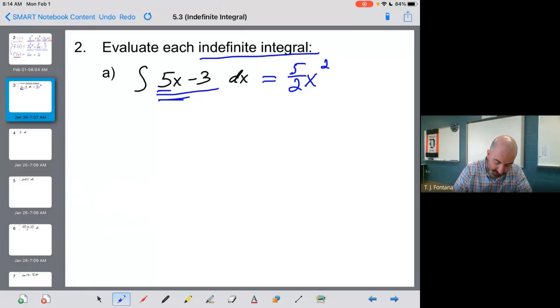And then really, it's the same thing here, guys, the minus 3. Now remember, that is actually minus 3 times x to the what power?